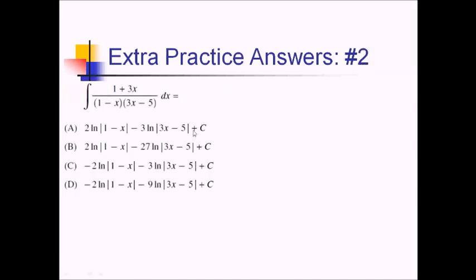For this problem, I want the antiderivative of this rational function. Now, it doesn't look like I can really cancel anything out here, and substitution's probably not going to work very well, but I do have these unique linear factors in the denominator, so I can try using partial fractions. So I'm going to turn this fraction into A over 1 minus x plus B over 3x minus 5.